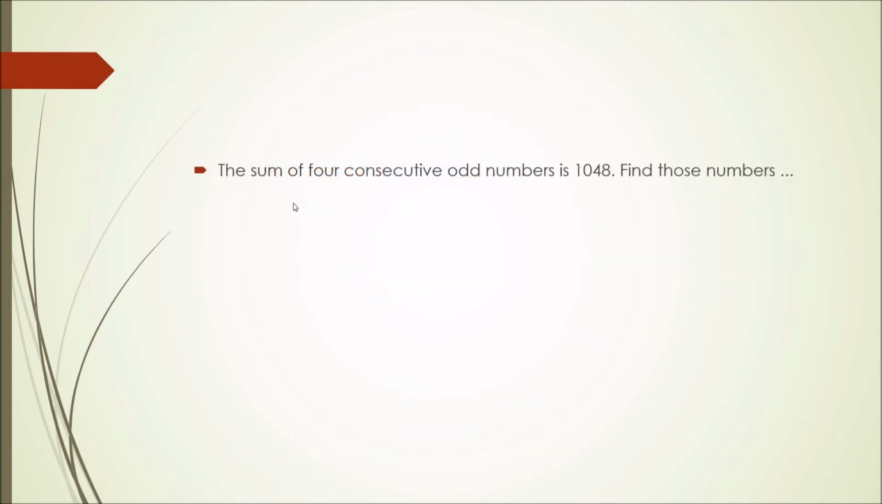All right, now let's answer this question. The sum of four consecutive odd numbers is 1048. Find those numbers. Now we have 4 consecutive numbers. Let's let them be A1, A2, A3, and A4. Now the sum of these 4 numbers is 1048.